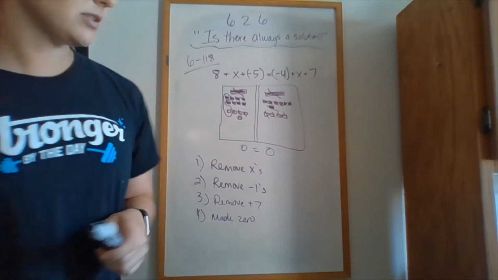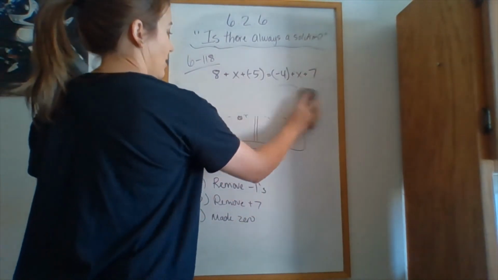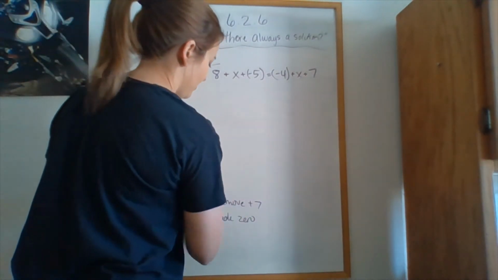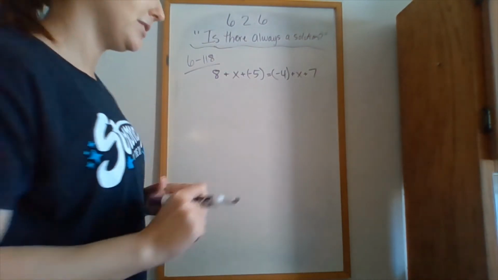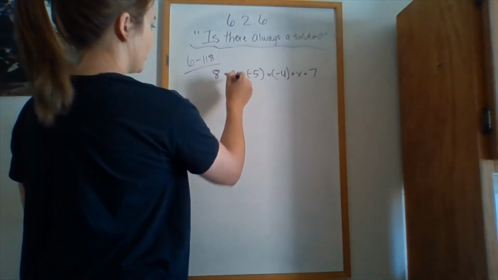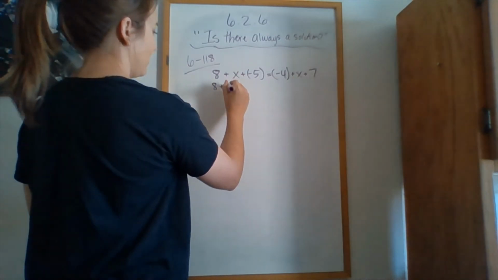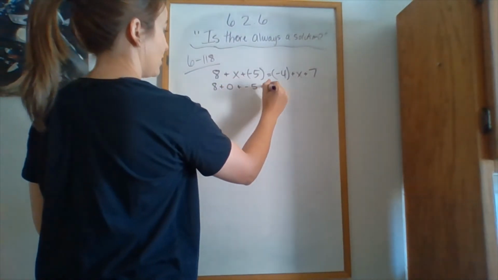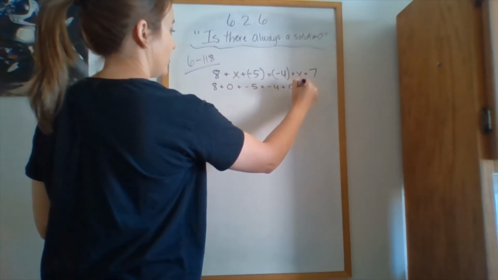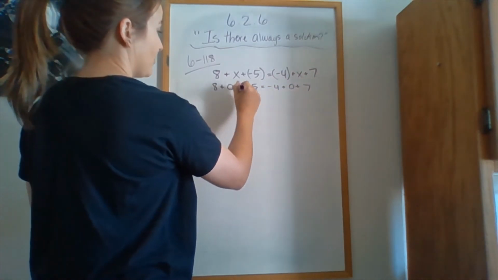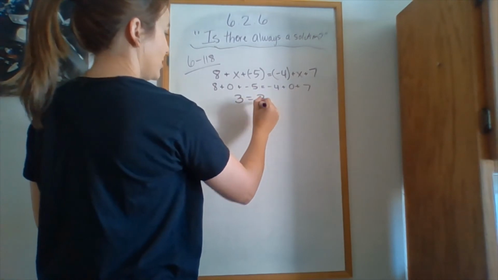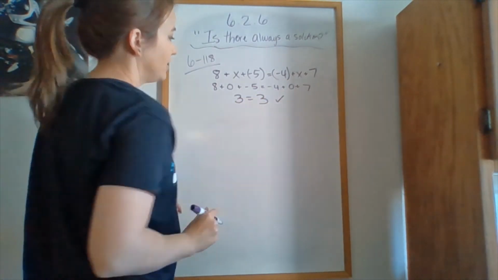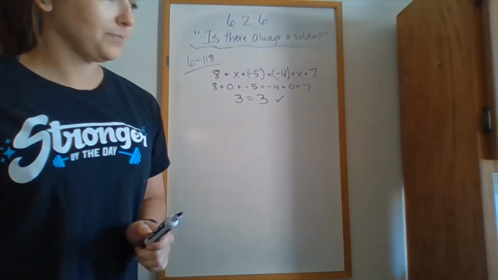I'm going to erase the equation map. And we are going to, for part B, test some values. So let's plug in 0 for x. 8 plus 0 plus negative 5 equals negative 4 plus 0 plus 7. 8 plus negative 5 is 3. Negative 4 plus 7 is 3. So it looks like 0 is a solution.